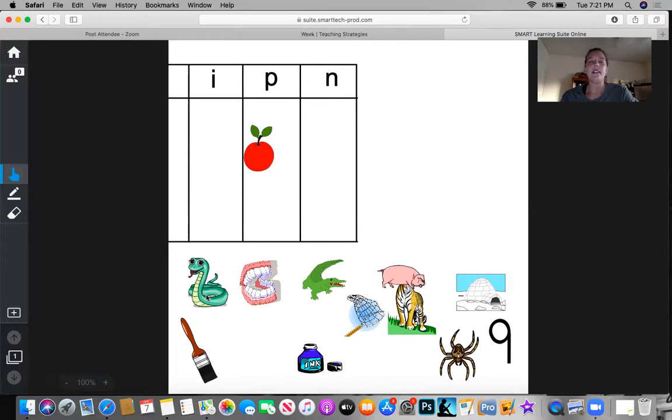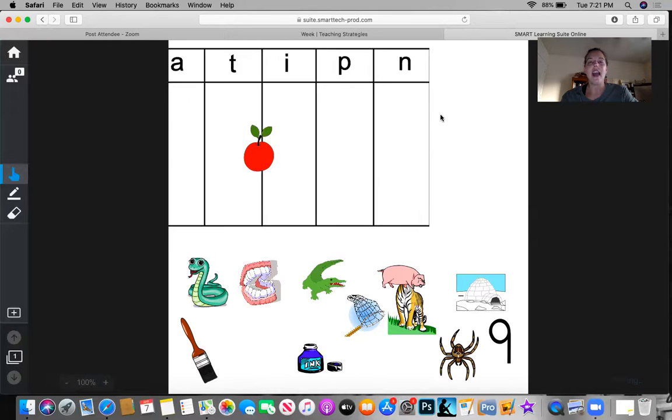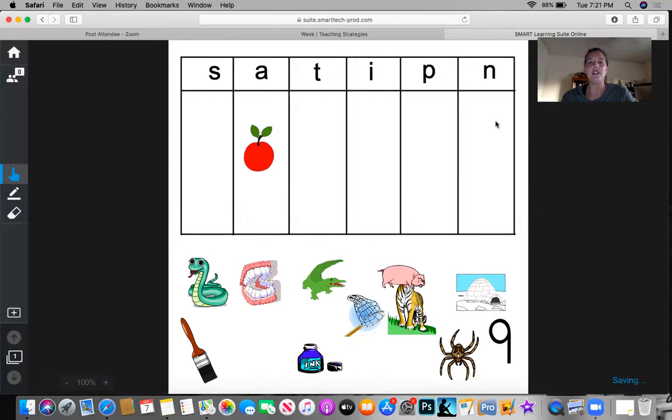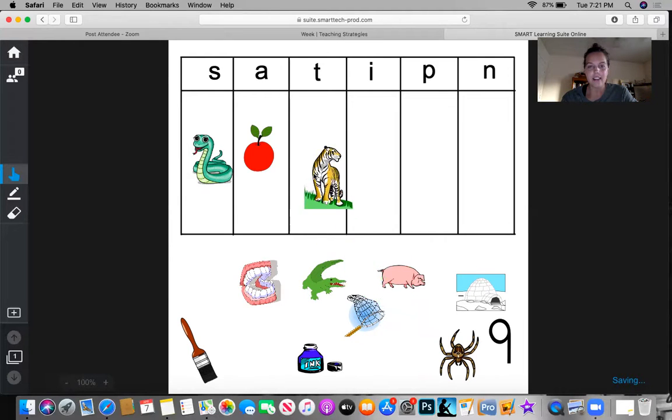All right, we could still look at these pictures here. All right, this is a snake. And what sound do you hear at the beginning of snake? And that is the letter S. And looky here, we can send our tiger under the T. See, we knew it would all work out. I had faith.